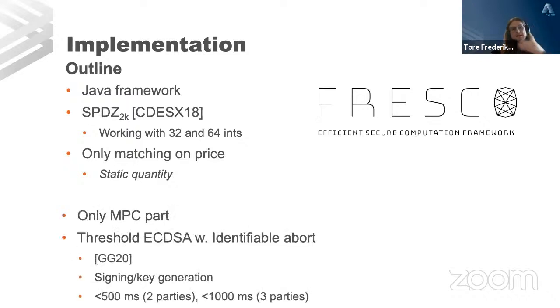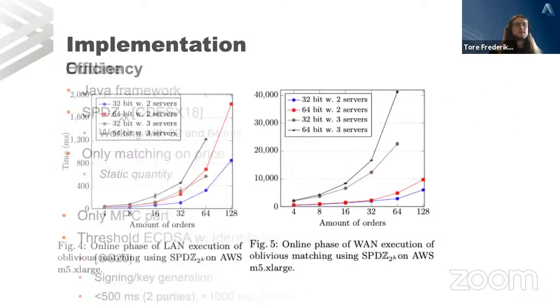As I mentioned, we only implemented the MPC part to basically give a feasibility result for this. In regards to the threshold ECDSA signatures, we need a flavor with identifiable abort, which has been shown most recently by Gennaro and Goldfeather. Although they're not super efficient, they work, and they're not going to be that much of a bottleneck, as I will show. Furthermore, the implementation by Gennaro and Goldfeather is not optimized and it's running on a laptop, and this is a very active area of research, so we wouldn't worry too much about this.